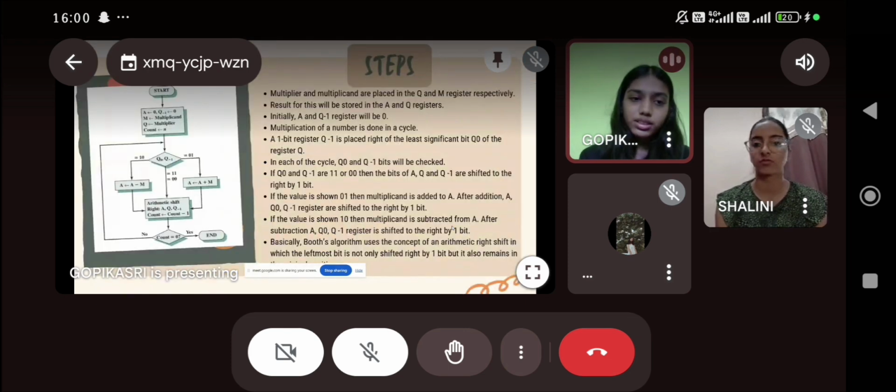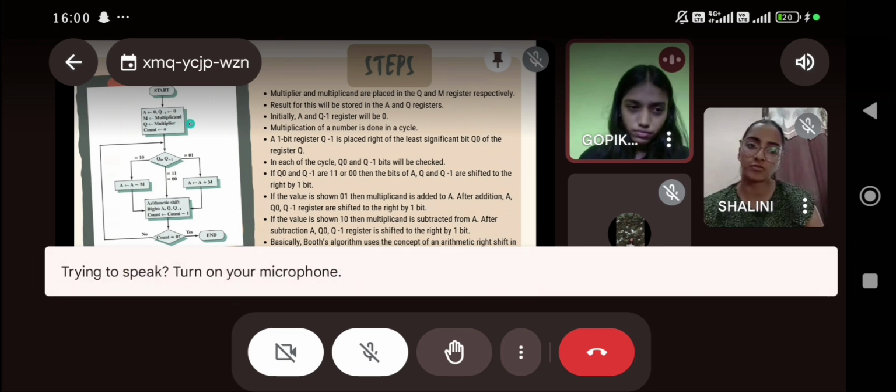Next comes the steps. I'll tell you the very important conditions. Initially the value of A will be 0 and the value of Q minus 1 is also 0. Then we have the multiplicand and the multiplier. For example, imagine you are performing a problem on Booth algorithm, and your question is 5 into 3. The binary value of 5 will be the multiplicand and the binary value of 3 will be the multiplier.